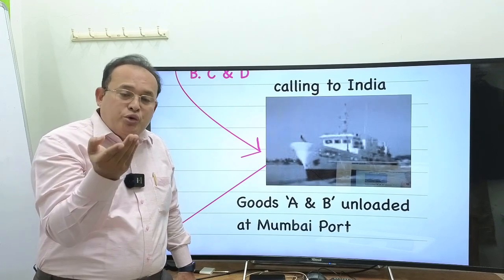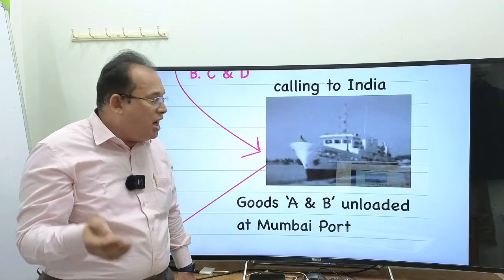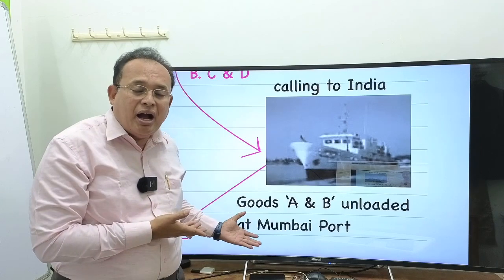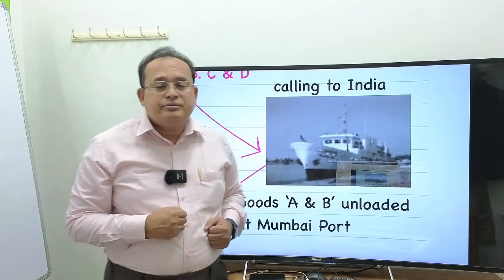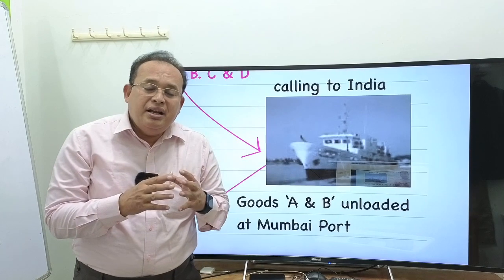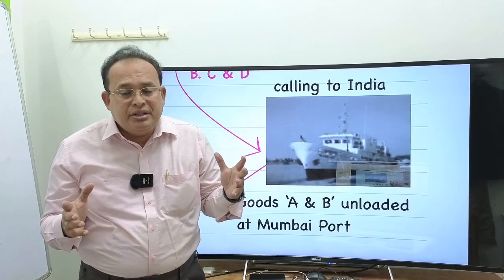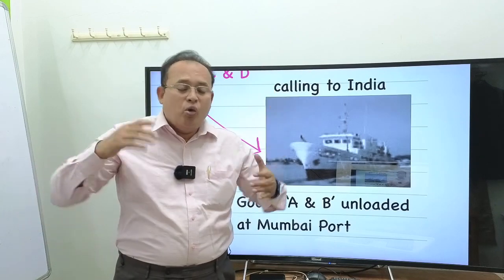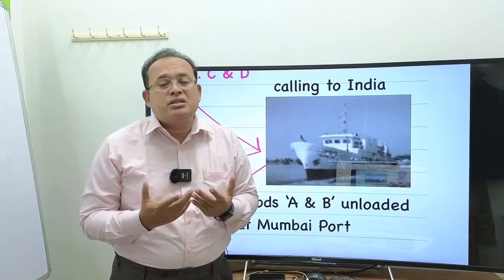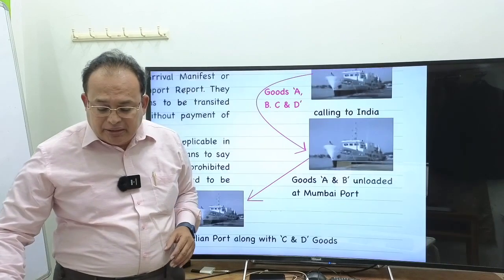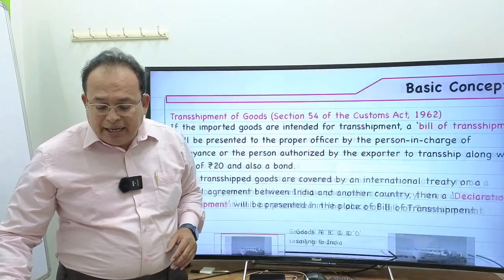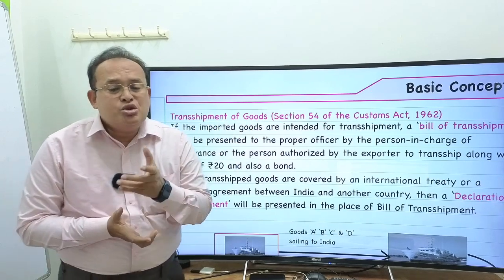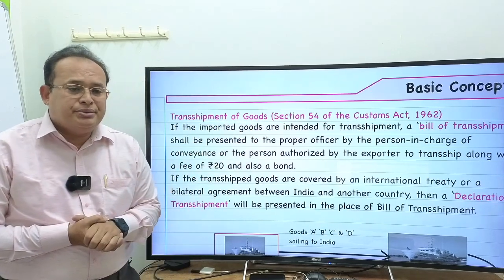Now, if you want to levy duty, only on A and B, if the ultimate destination is in India. C and D are transit goods. Goods set to sail from a country outside India to a country outside India via India are called transit goods. Coming further, what do you mean by transshipment of goods?